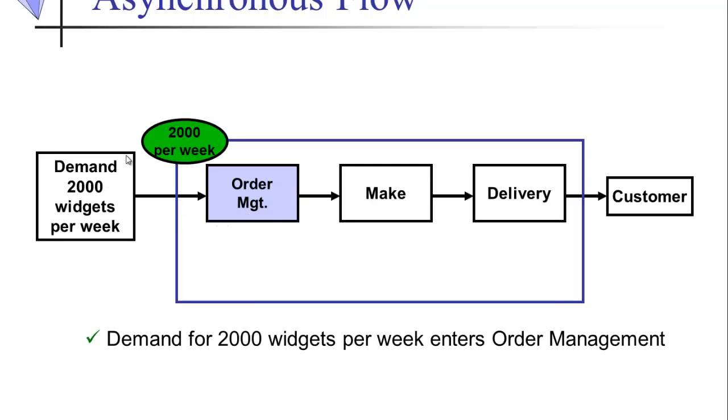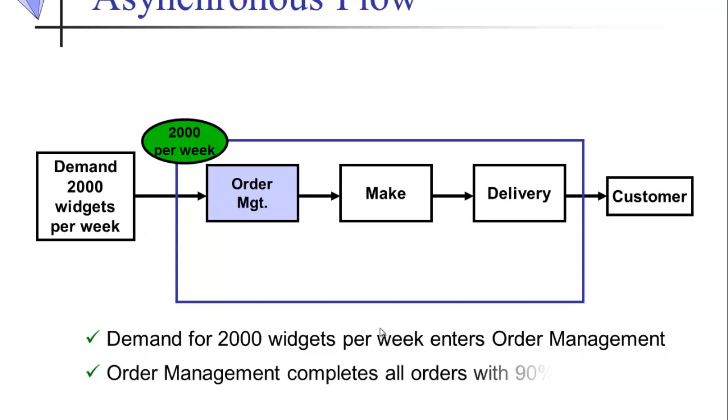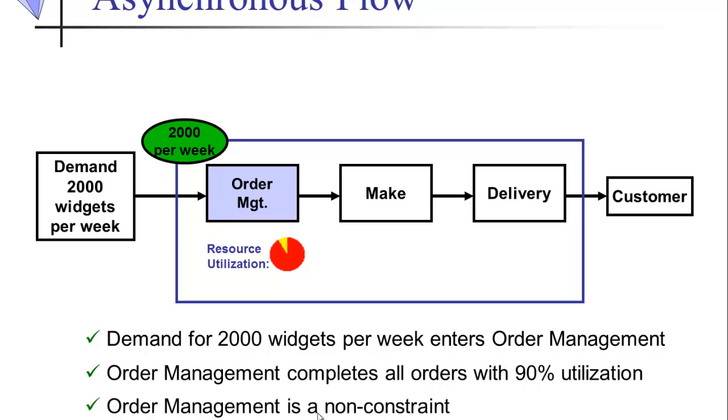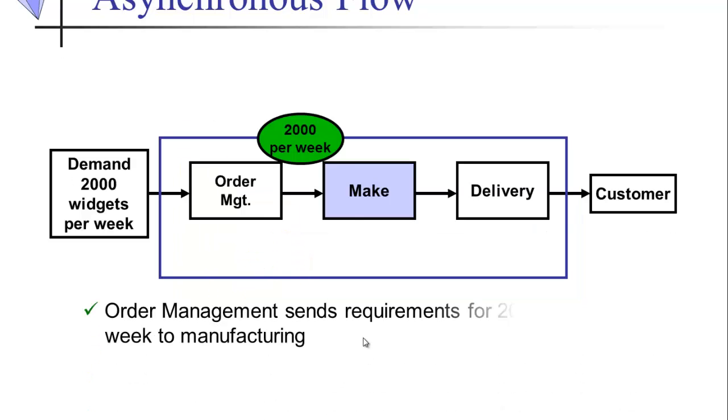So if I have a demand for 2,000 widgets in a week processed through order entry, and I get those through order entry, the order completes all the orders with a 90% utilization, so life is good. Order management is not a constraint. Now, order management sends the requirements of the 2,000 widgets to manufacturing per week. I'm adding the dimension of time here a little bit.